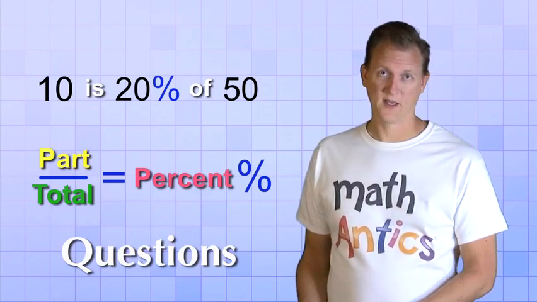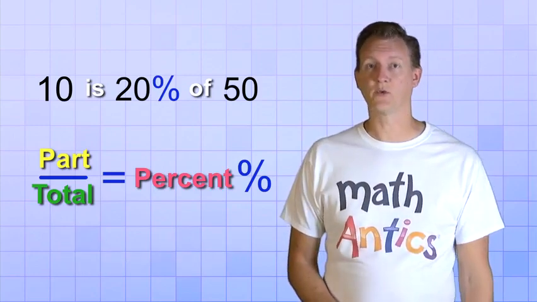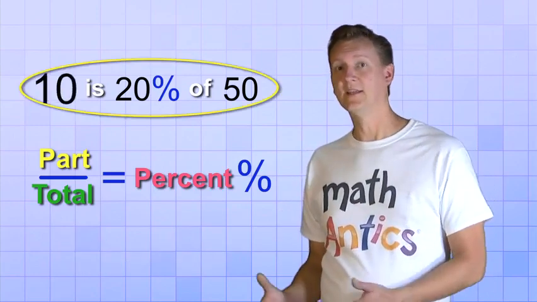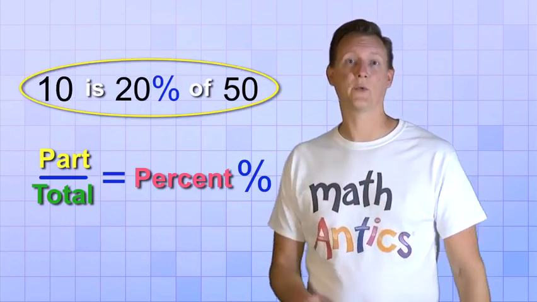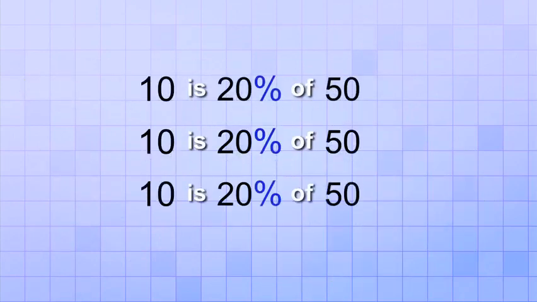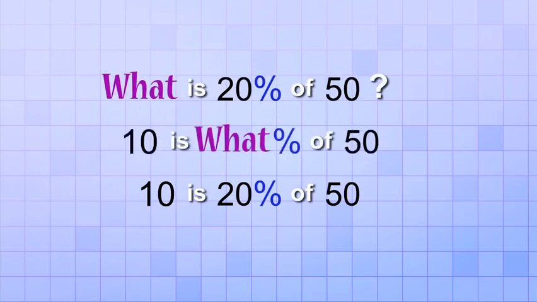you can ask. To see these three questions, let's rewrite our original statement, 10 is 20% of 50, three different times. But in the first statement, we replace the 10 with the word what, and it becomes what is 20% of 50. In the second statement, we replace the 20 with what, and it becomes 10 is what percent of 50. And in the third statement, we replace the 50 with what, and it becomes 10 is 20% of what.